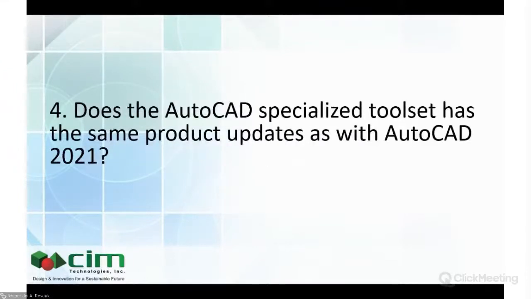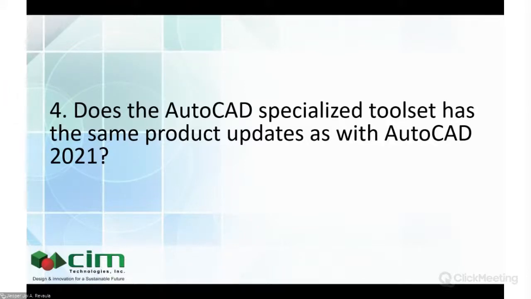Another common question is, does the AutoCAD specialized toolset have the same product updates as AutoCAD 2021? The answer is no. Only the Architecture toolset has the same product enhancements as AutoCAD 2021, such as the DWG history, the XREF compare, and the revision cloud. The other toolsets have specific updates or enhancements depending on their requirements.